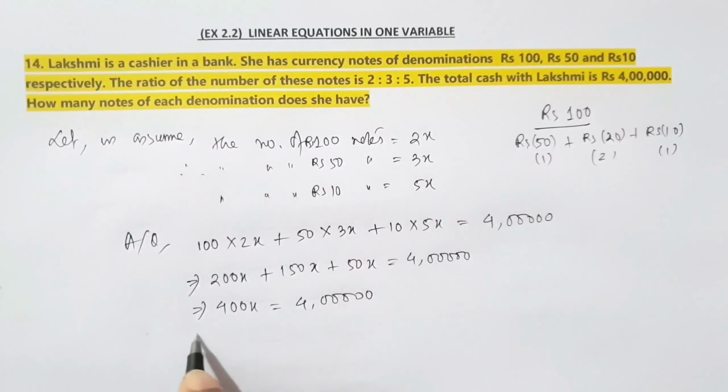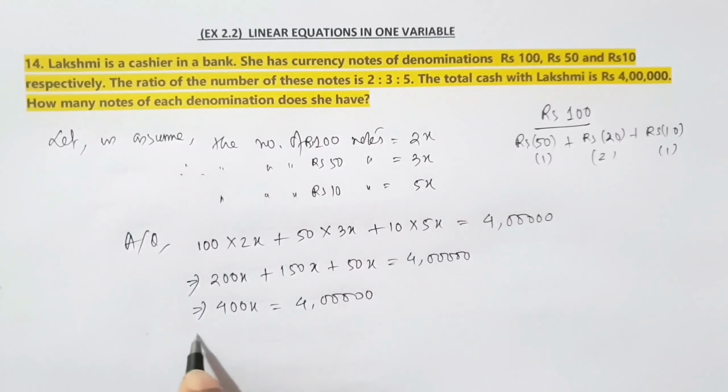So ultimately we can write x is equal to 4 lakh divided by 400. This 400 will come as a divide here. We can cancel the zeros. Now 4000 divided by 4, it means that 4 into 1000 is equal to 4000. So ultimately we get the value of x is 1000.